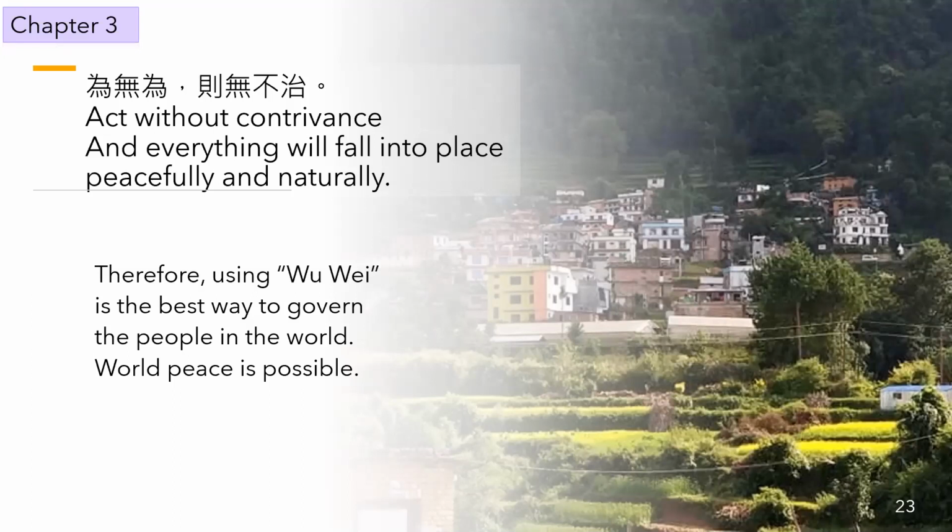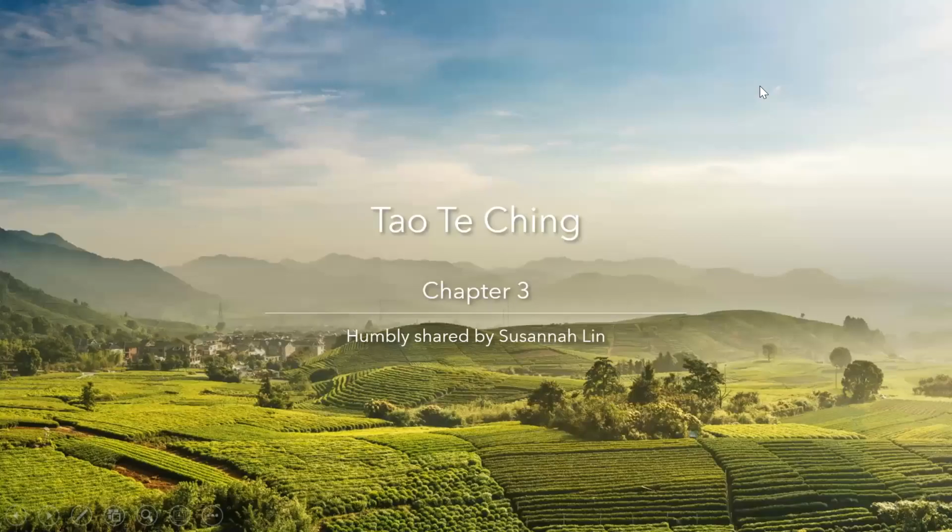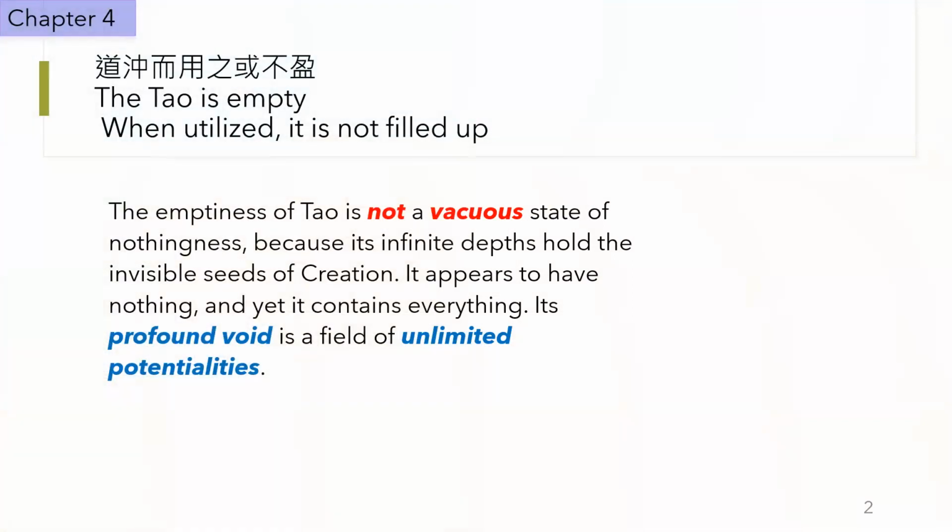And I think we still have time to go to chapter 4. Right. This is chapter 4, but it's a mistake. This should be 4, not 3. Chapter 4. Okay. The first verse of chapter 4. The Tao is empty when utilized. It is not filled up.